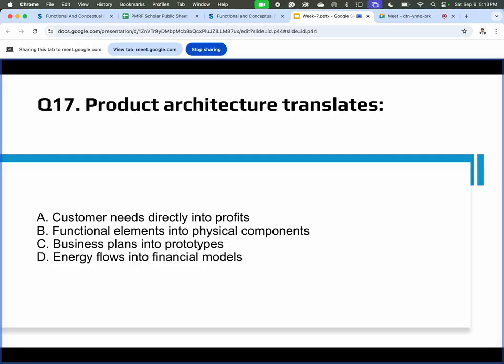So this process bridges the gap between conceptual design and detailed engineering. Without this translation, the design would remain theoretical and could not be manufactured. Okay, so the other options listed, the profit prototypes or financial models, are unrelated to architecture, because architecture is strictly about linking functions and components, ensuring that the final product structure supports the intended functionality.